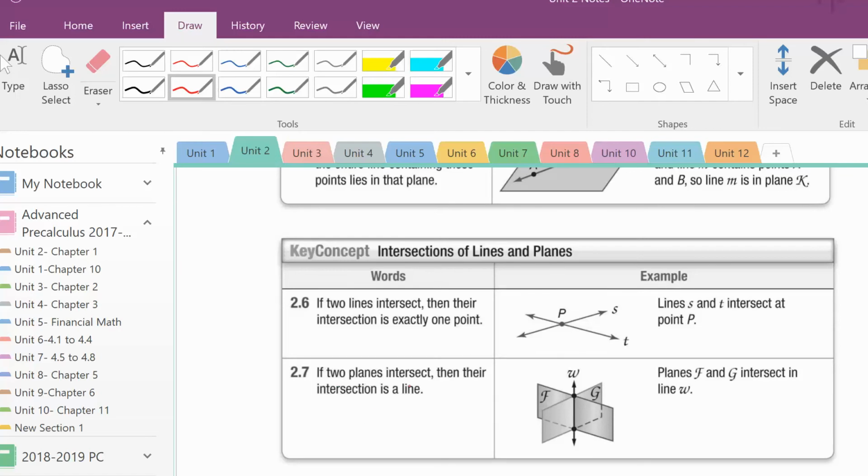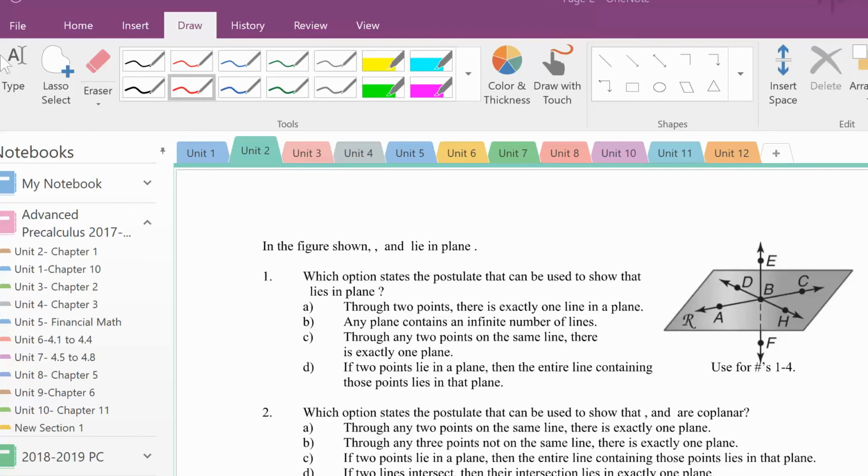If 2 planes intersect, then their intersection is a line. So think of the walls in your room where they intersect in the corner of the room, and that corner of the room is a line. So if 2 planes intersect, they intersect in a line. So let's look at some questions based on these postulates and some figures.